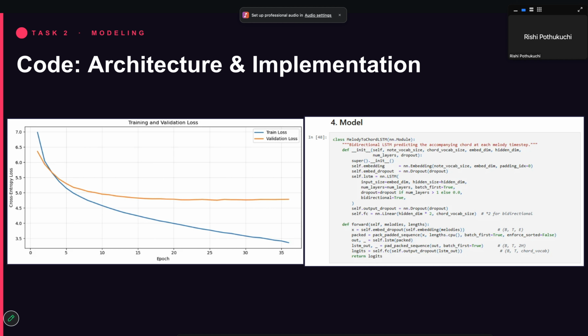To address the overfitting challenge that I mentioned earlier, some of our main implementation choices included utilizing 2 stacked layers, 256 hidden dimensions, a dropout of 0.5, label smoothing of 0.1, and performing data augmentation by transposing the music into different keys. Additionally, we also implemented early stopping to further help against overfitting.